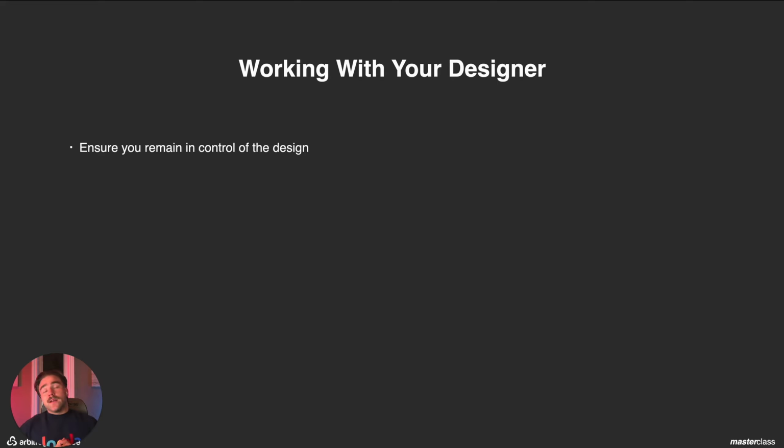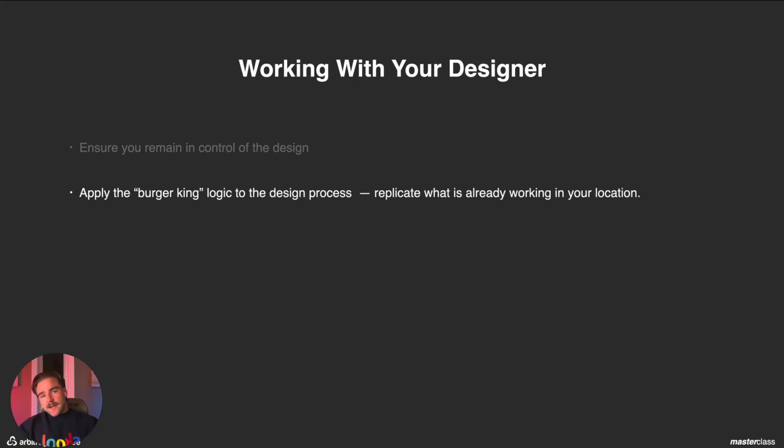Or if you're doing a one bedroom apartment compared to a large house, how you design it might change a bit, right? So at the very beginning, when you're just starting, as we mentioned before, you just want to apply the Burger King logic to the design process. Replicate what is already working in your location. You can do this just by looking at other well-performing Airbnbs. You can do this by jumping on AirDNA again and seeing the top performers there.